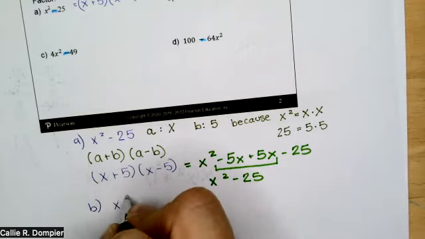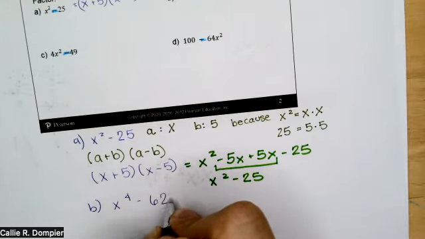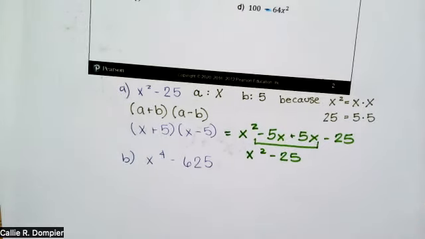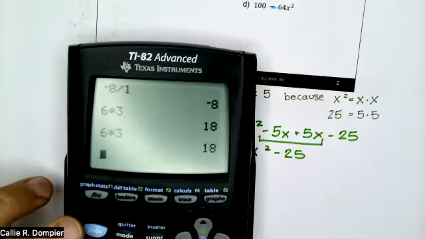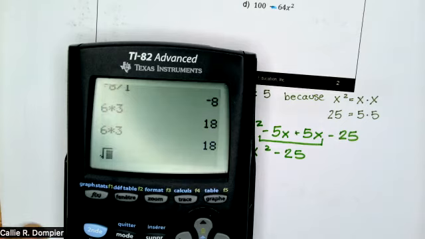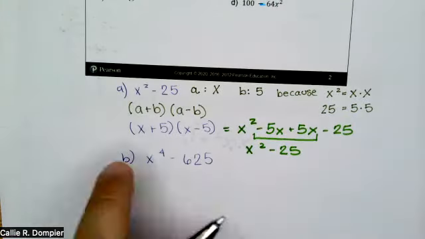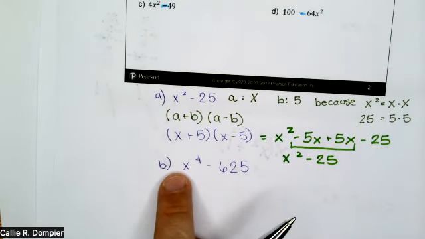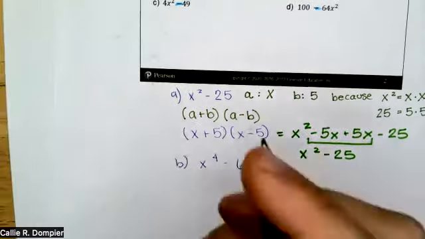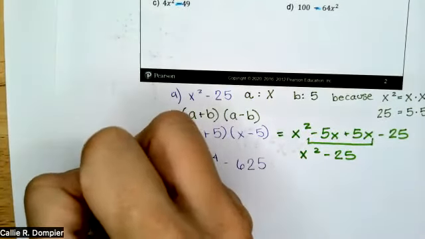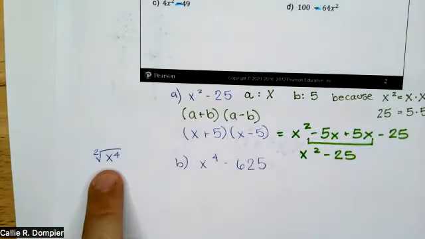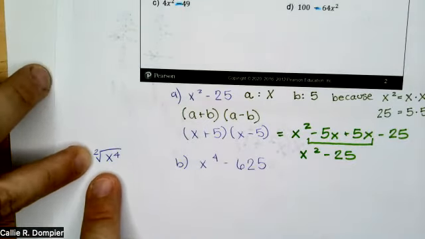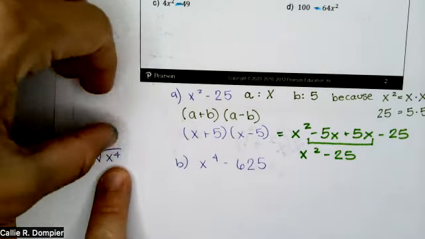B, we have x to the 4th minus 625. That's interesting. So if you have a calculator that has this square root button, you can just say, what is the square root of 625? It's 25. What is the square root of x to the 4th? Do you know how to find that? You can. So anytime you're trying to find the square root of something with an exponent, you can divide that exponent by 2.